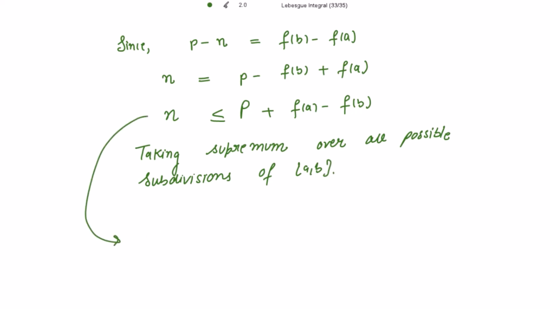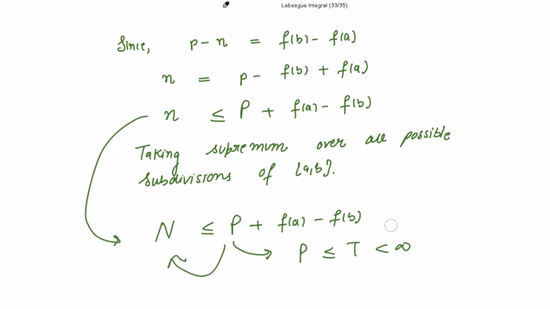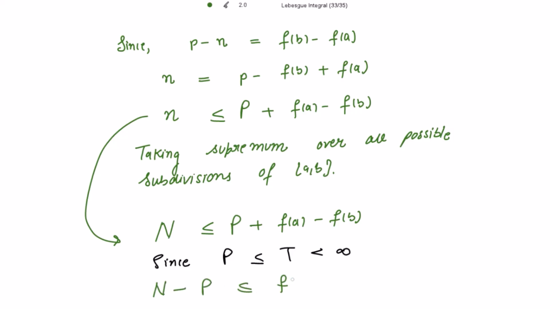So this small n is changed into capital N less than or equal to capital P plus f(a) minus f(b), right? And because this P is less than or equal to T, which is finite, I can take this P to the other side. So let's write this first. Since the capital P, the positive variation, is less than or equal to the total variation, which is finite, we can take this capital P to the other side, that is, N minus P less than or equal to f(a) minus f(b).